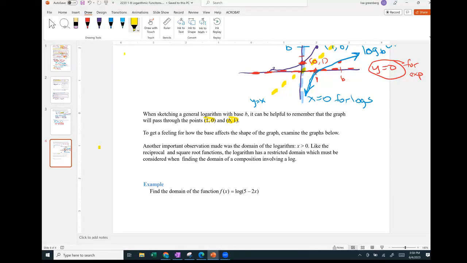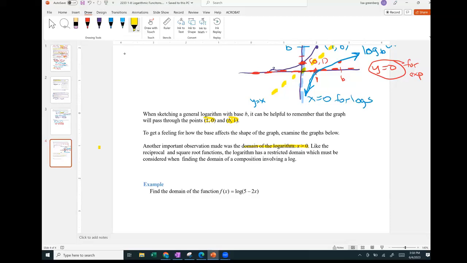So we already talked about the shapes of the graph above, and another important observation made was that the domain of the log is x greater than 0, because we have that asymptote at x equals 0. It cannot actually touch that line, and it can't be negative. It only goes in the positive direction. That's very important to remember. So like the reciprocal and square root functions, the log has a restricted domain, which must be considered when finding the domain of a composition involving a log.